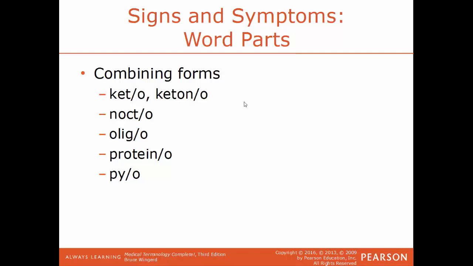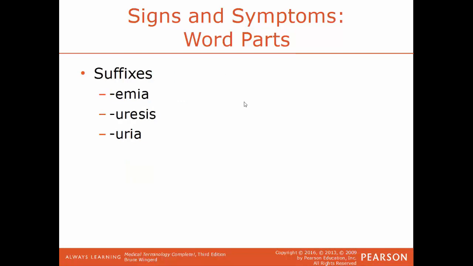Nocto is a reference to night. Oligo is a reference to few. Proteino is a reference to proteins. And then pyo is a reference to pus. All right, some common suffixes you'll see regarding the system. Emia means of the blood. Uresis means urination. And uria means a condition of urine or urination.